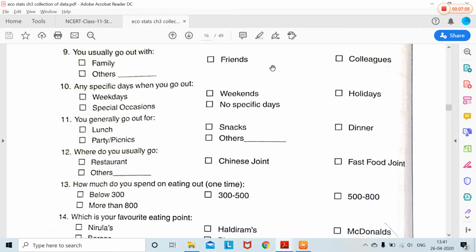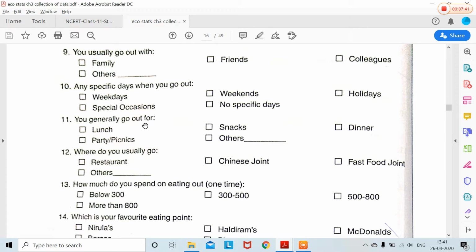Then next question is, you usually go out with whom? Family, friends, colleagues, or others? Any specific days when you go out, like people usually go out when there are occasions, festivals, or any other thing, but here we have asked weekdays, weekends. So again you can tick mark more than one answer also. Like maybe I can tick mark here weekends and special occasions, and that special occasion can be any occasion in the family. So you can answer more than one option actually.